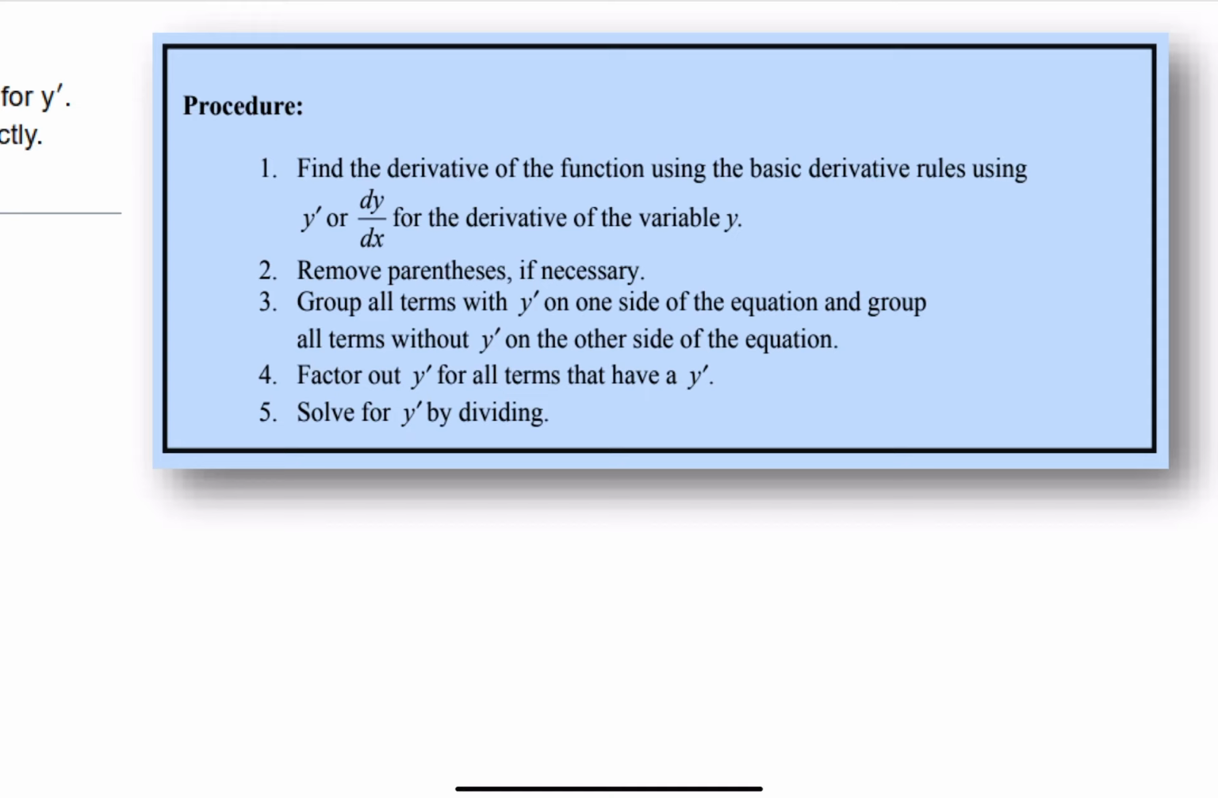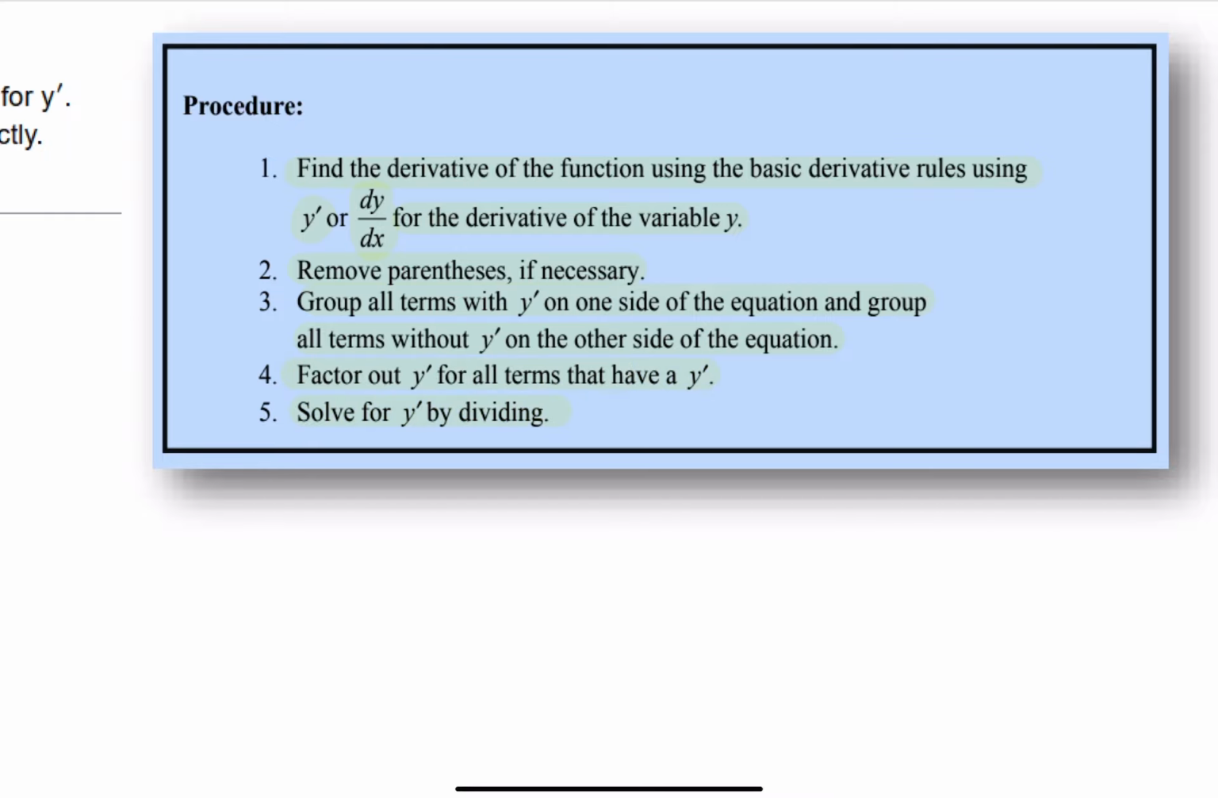Now, having said that, let's take a look at what implicit differentiation is. Now, you might say, Miss, we've been doing differentiations. How is it different from the previous one? The word implicit differentiation means that you're differentiating on both sides of the equation and then solving for the y prime. So what do you do? You first differentiate the function using the rules, that is y prime or dy by dx for the variable y. You remove the parentheses, group all the y primes on one side without y primes on the other side, factor if necessary, and solve by dividing.